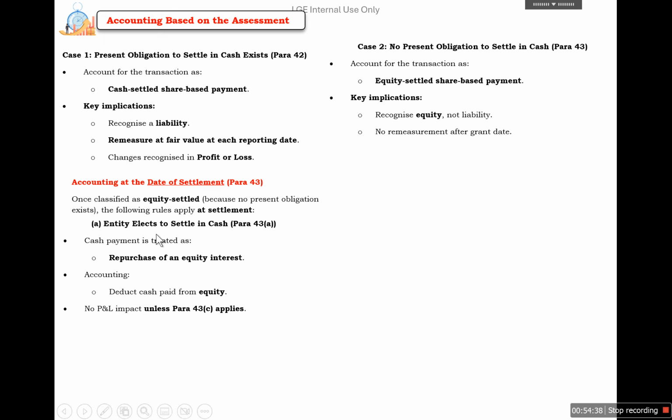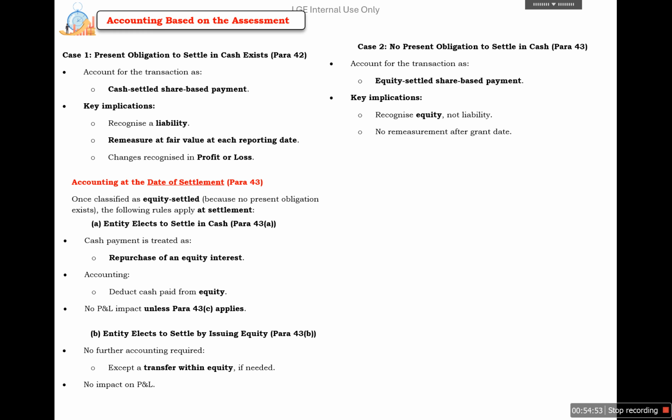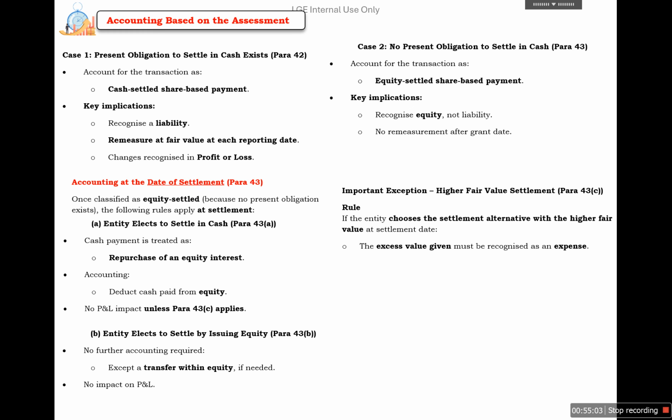In case the entity elects to settle in cash, the cash payment is treated as a repurchase of an equity interest, and accounting will deduct cash from the equity, and there will be no PL impact. If the entity elects to settle by issuing equity, no further accounting is required except a transfer within the equity if needed, no PL impact.